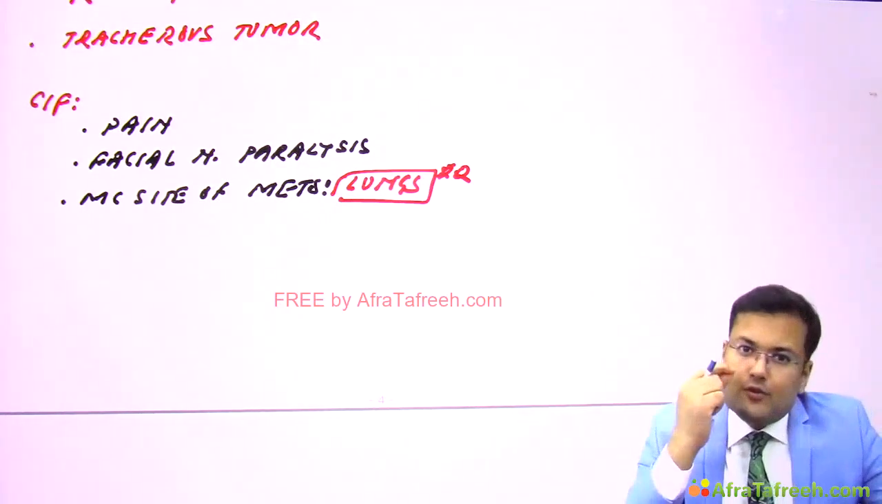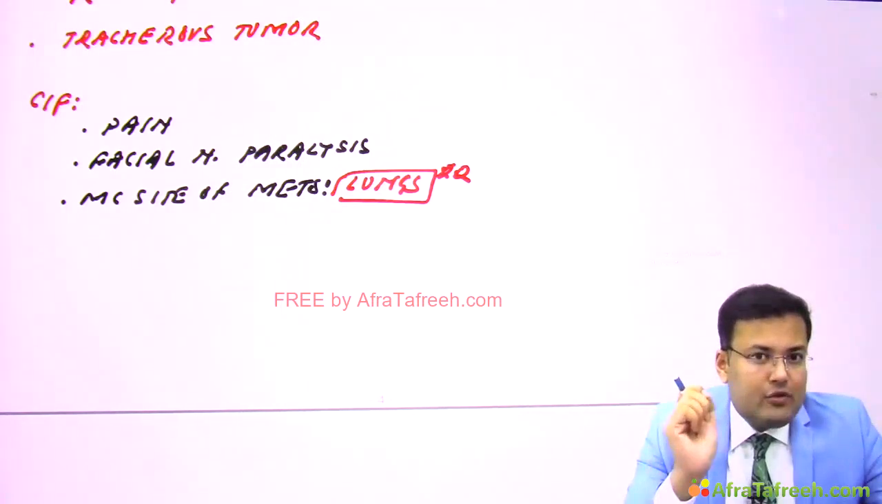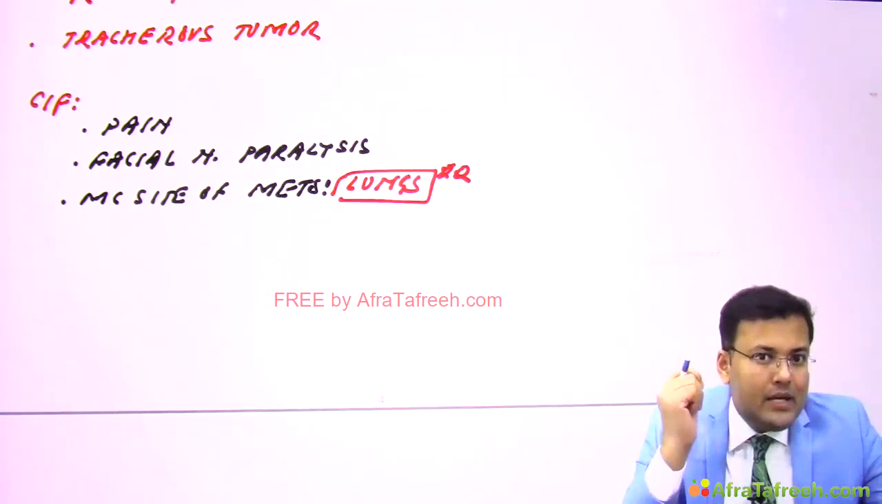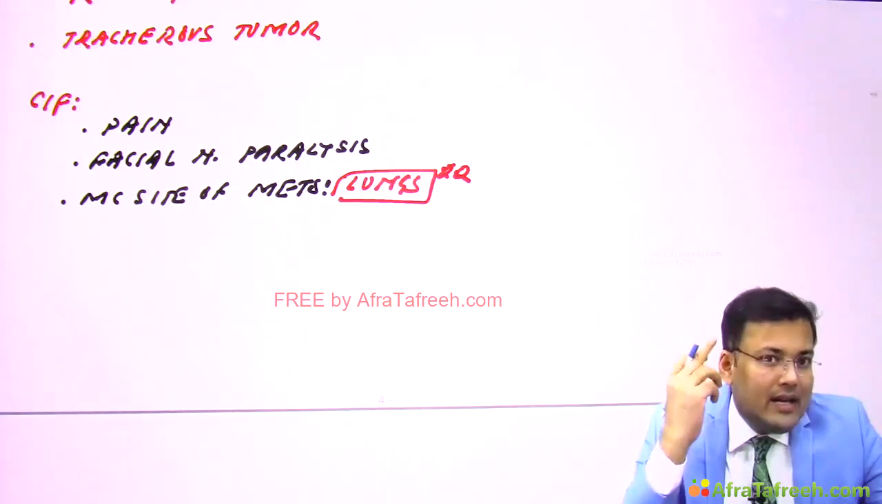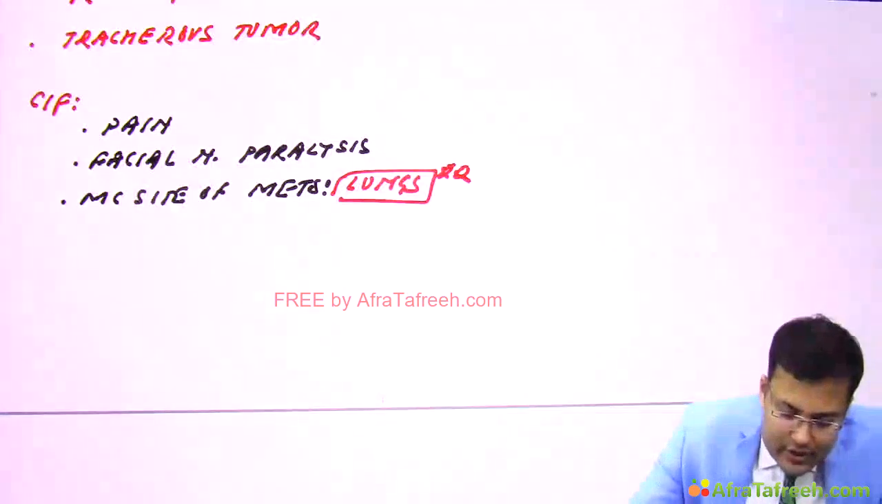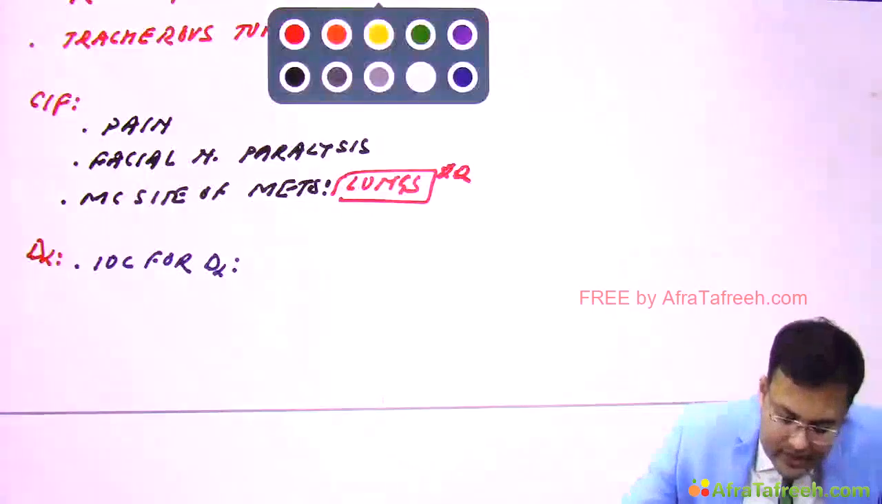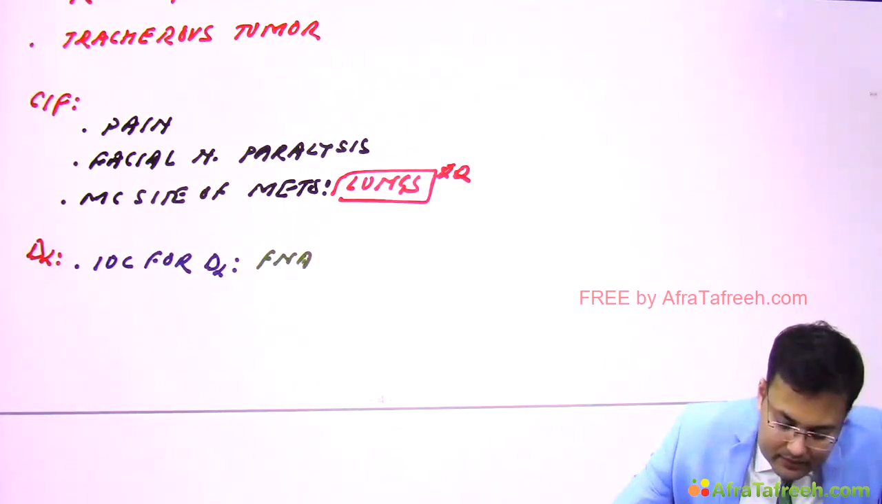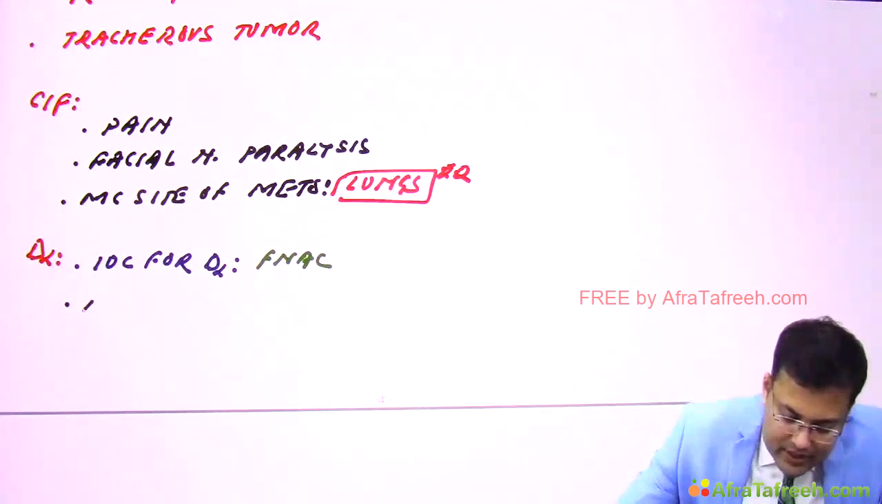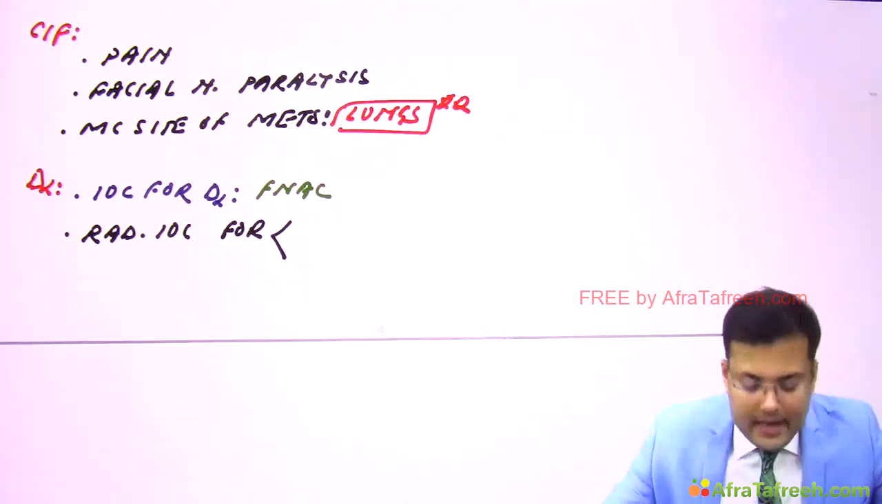Now see, what is the investigation of choice for diagnosis? The investigation of choice for diagnosis is FNAC. But what is the radiological investigation of choice to assess early perineural spread and intracranial extension? Obviously, MRI. So two important questions related to investigations. Investigation of choice for diagnosis, that's FNAC.